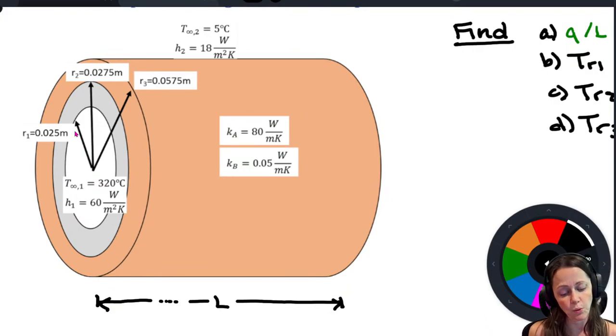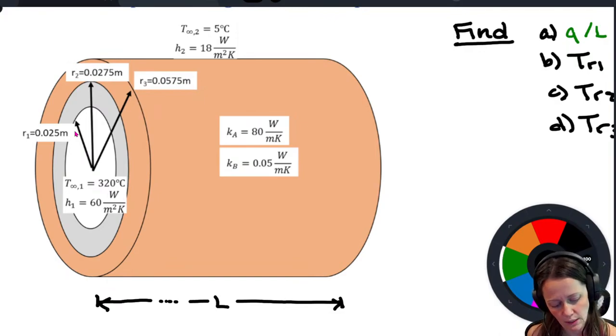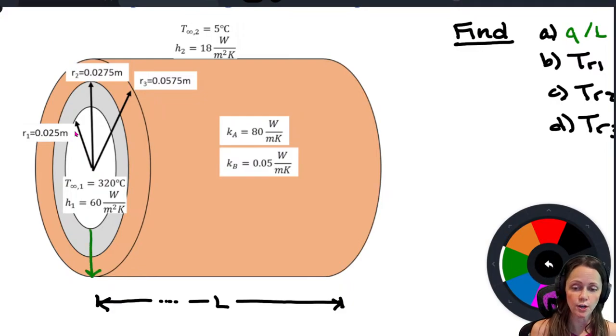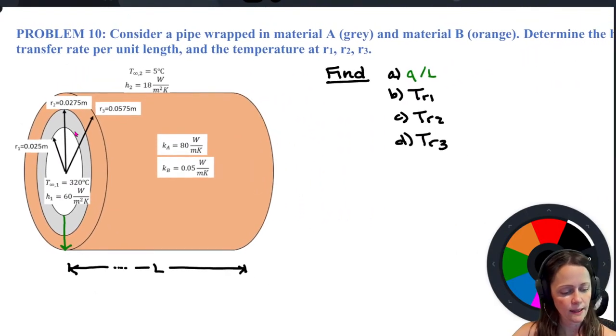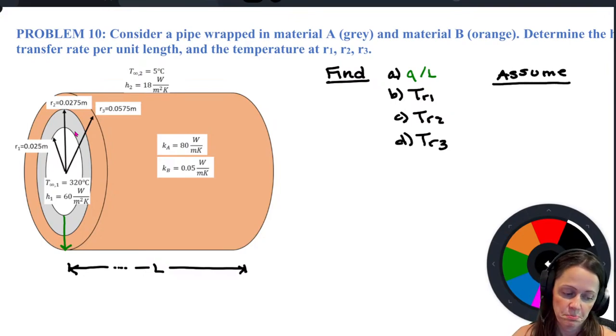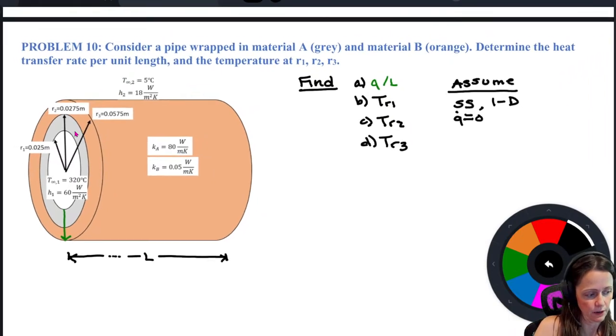So you've got a cooler liquid, 5 degrees. So when you calculate that Q, it's going out, right, like this? Flowing from what's hotter to what's colder. Perfect. And then I'm going to throw an assumption over here: steady state, Q dot equal to zero, one dimensional. There we go. All right, perfect.